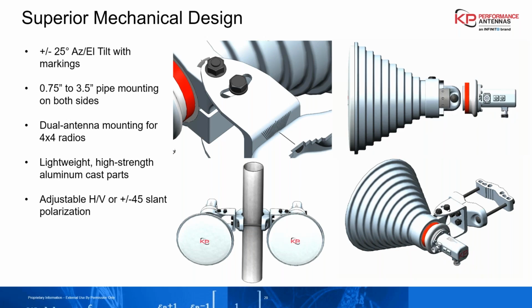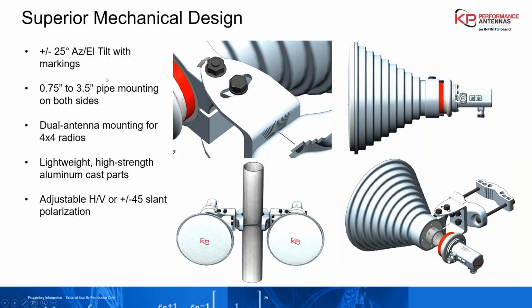The benefit here is we support mounting from 0.75 to 3.5 inch pipes, which is standard, but at the same time, you can actually do dual antenna mounting without having any special brackets. So this is how you would do a dual antenna mounting system for a 4x4 radio, or maybe just two 2x2 radios.